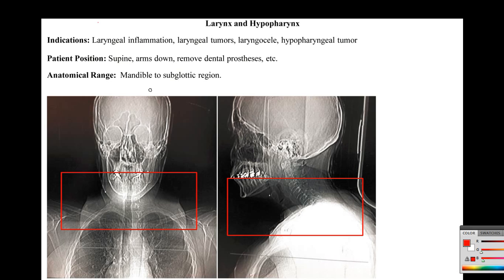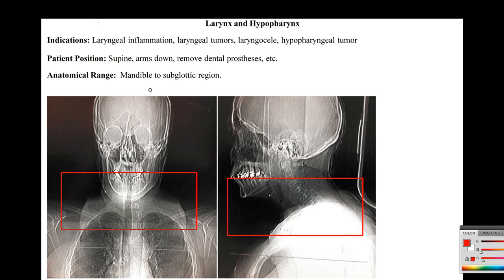And so once again, the patient is going to be laid down supine with their arms down. And another key point is to remove the dental prosthesis. We've already covered why you would remove it, and so it's just something you would typically want to do.